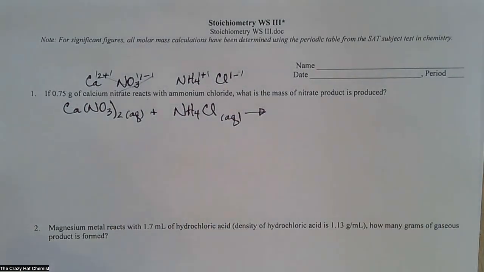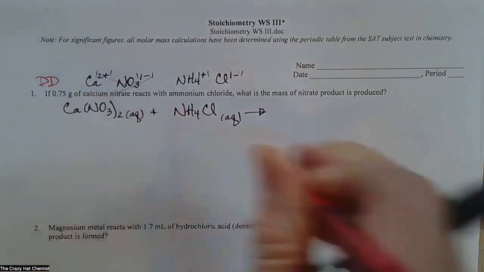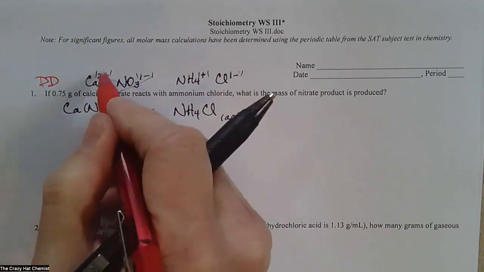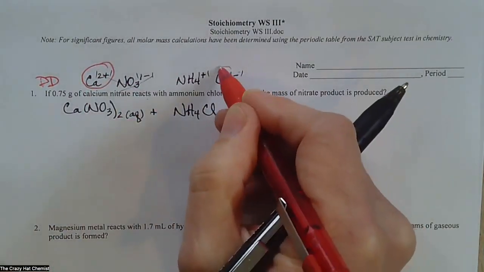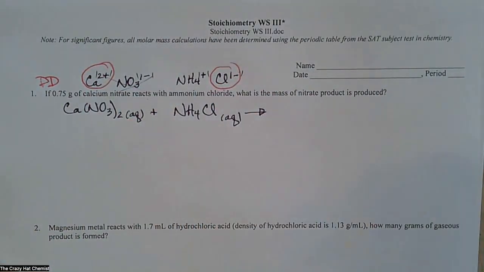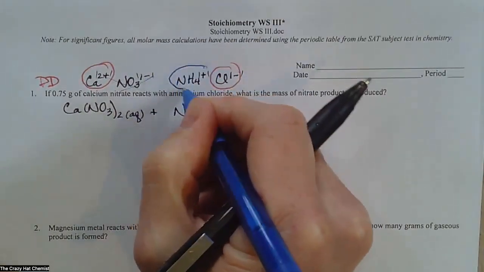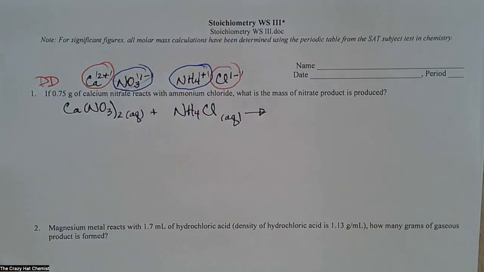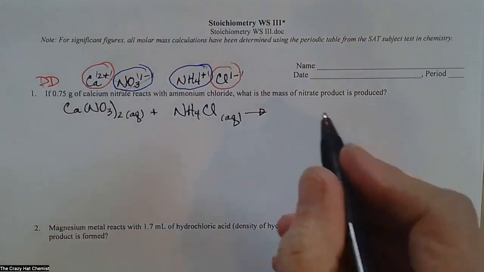Again, this is a double displacement or double replacement reaction. So in order to write the products, I'm going to take this calcium and combine it with the other anion, that's chloride, and then I'm going to take the ammonium ion and combine it with the other anion, and that would be nitrate. It doesn't matter which of those two formulas you write first on the product side, so long as the product formulas are correct. So we're going to do calcium chloride first.